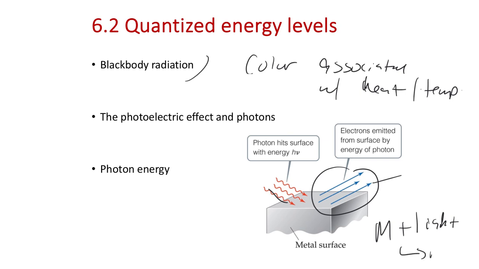And then this could give you the metal cation plus an electron, where the electrons fly off the surface of the metal. So you take maybe a laser or some light source, shine it on a metal, and then it can cause electrons to be ejected from the surface of the metal.